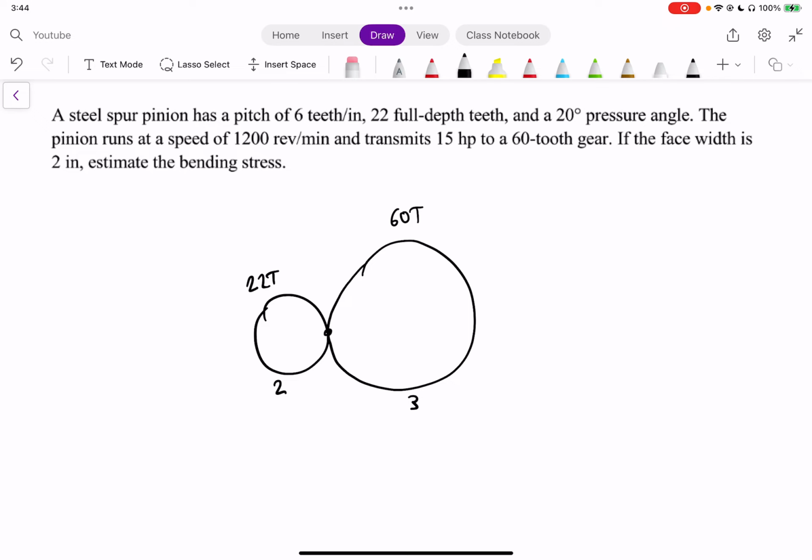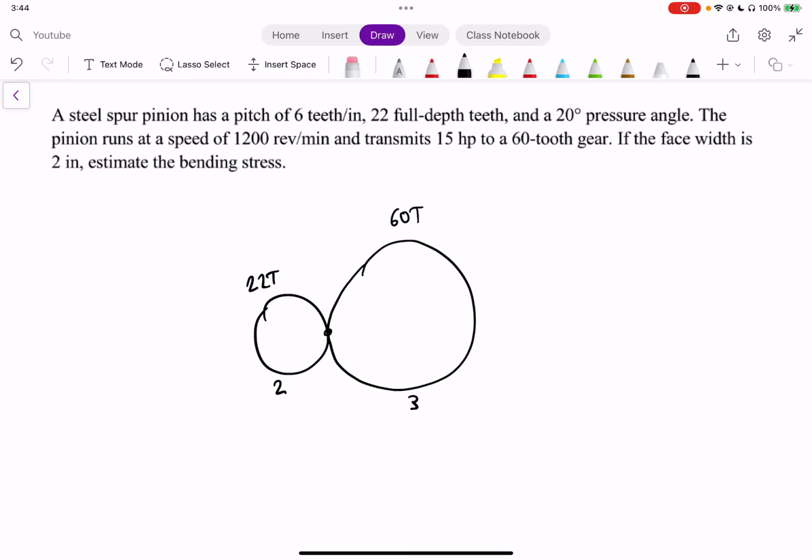speed of 1200 RPM. Now, the actual direction of spinning doesn't matter in this case, so we're past the point of understanding whether or not, in Module 1 for example, we needed to know the rotation. In this case, we don't really need to know it, we just need to know the bending stress happening on the tooth itself.